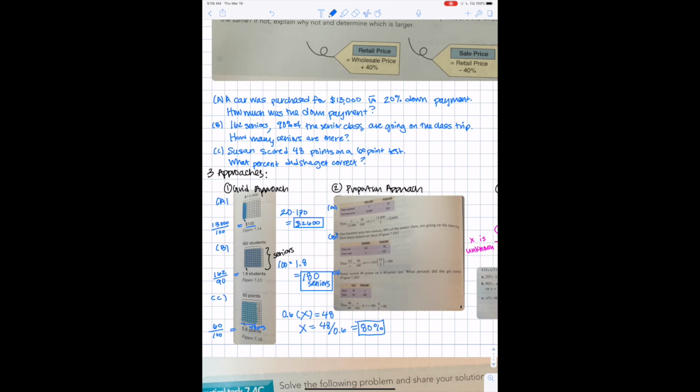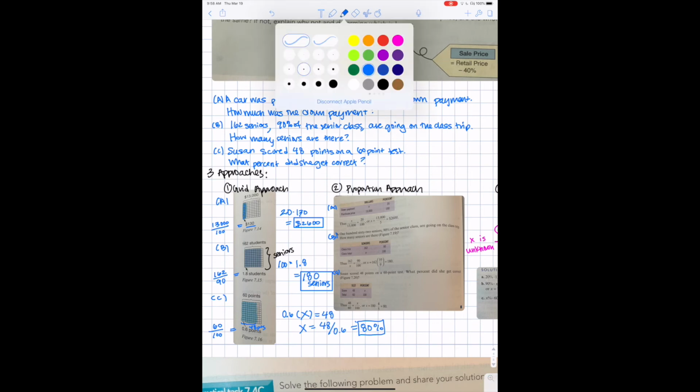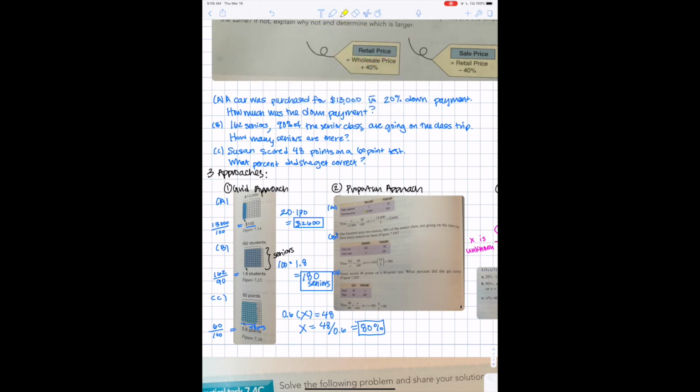As you can see in problem A, when we're talking about the $13,000, we know the total purchase price. So here we don't know the total purchase price. We know that corresponds to the 100%. And we know we want to find out what 20% corresponds to. And so that's our unknown X.